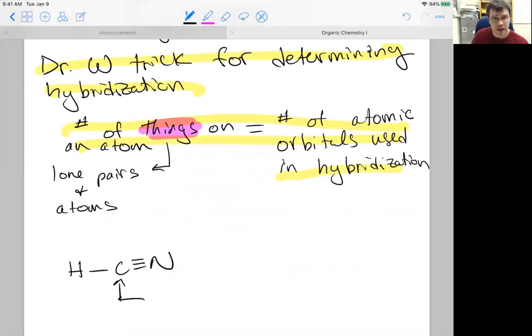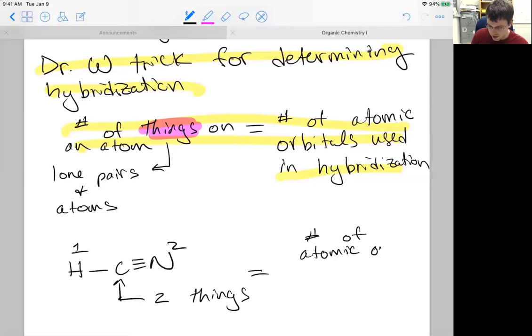Well, how many things does it have? It has 4 bonds, yes, but we're not counting bonds as a thing. We're counting lone pairs, and we're counting atoms. So how many things are attached? Well, 1 from hydrogen and 2 from nitrogen, so we have 2 things. Okay, so if we have 2 things, that needs to equal the number of atomic orbitals. And the atomic orbitals that we use are always the valence orbitals. So that's going to be the 2s, the 2px, the 2py, and the 2pz. These are the 4 orbitals that we can use in hybridization.